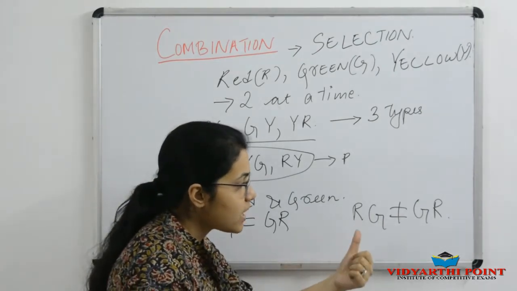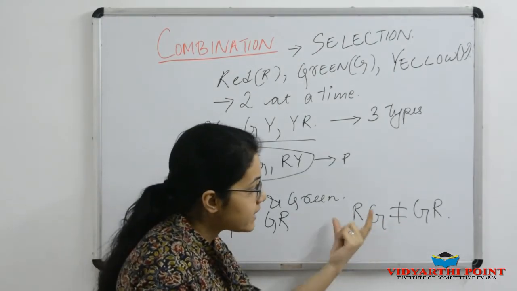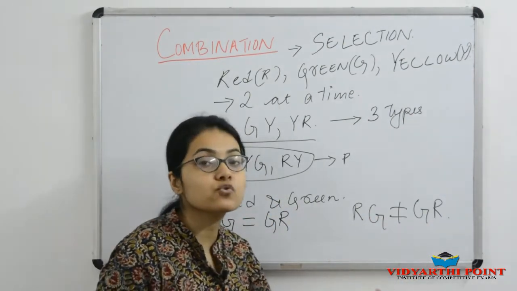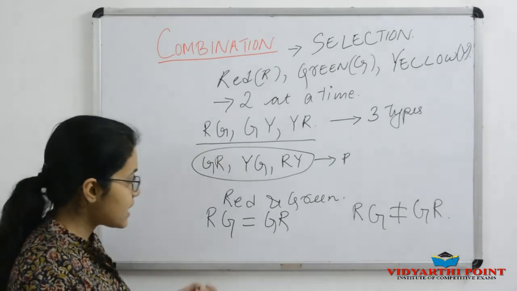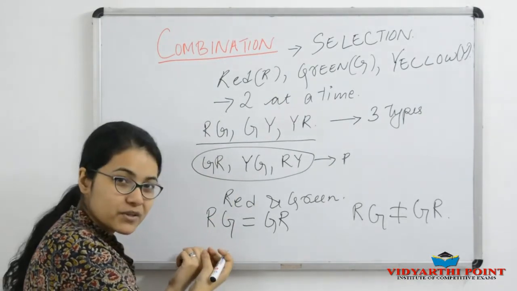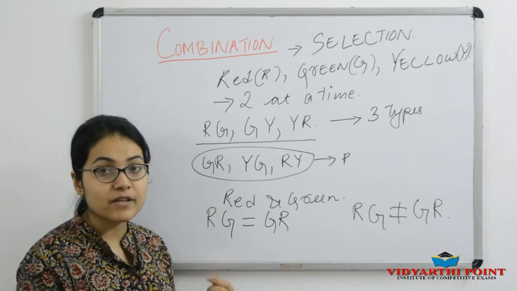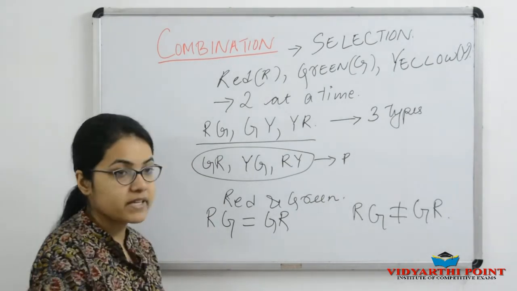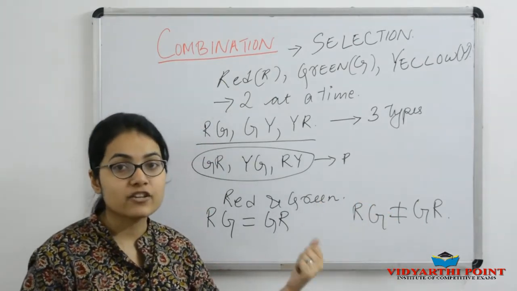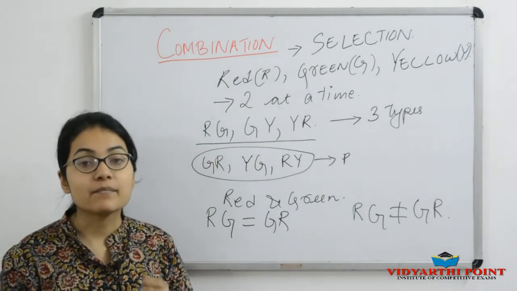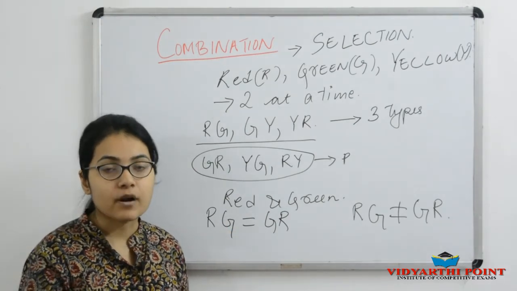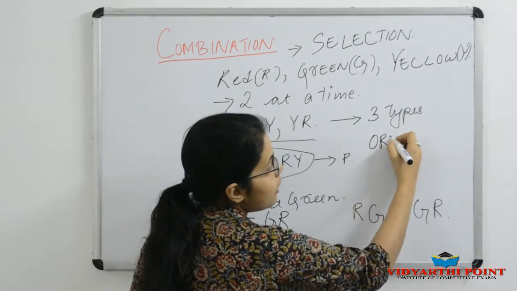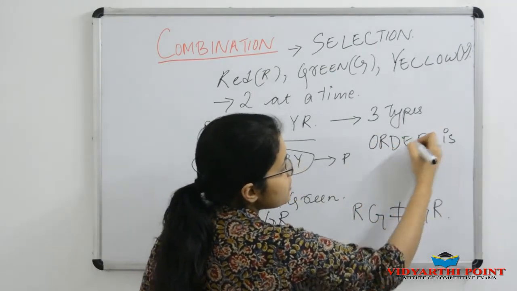Because in permutation red was taken at first in this arrangement, but here green was taken. So in permutation we have treated them as 2 different types of arrangement, whereas in combination whether you take red at first or green at first, it doesn't matter, because it is about selecting. You can select any ball at the first place, whereas in permutation it was taken as 2 different arrangements. That is the major difference between combination and permutation. That is, in permutation order is important, whereas in combination order is not important.